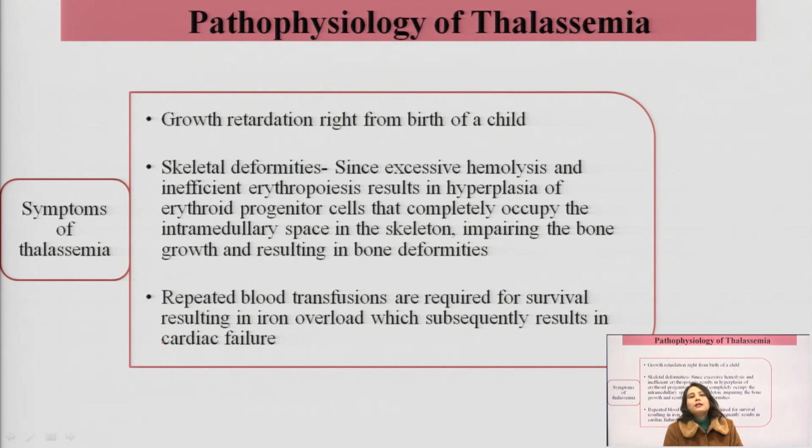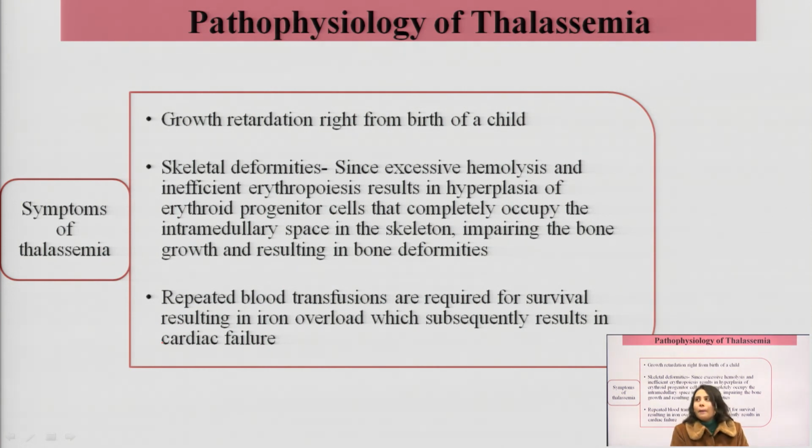Now we talk about the symptoms of thalassemia. Symptoms of beta thalassemia are more severe because it is more of a hemolytic type. The symptoms include growth retardation right from birth of a child, because there is a lot of RBC destruction, a lot of hemolysis. This results in retarded growth in children because there is reduced oxygen inside the body. Also, there are skeletal deformities, bone deformities.